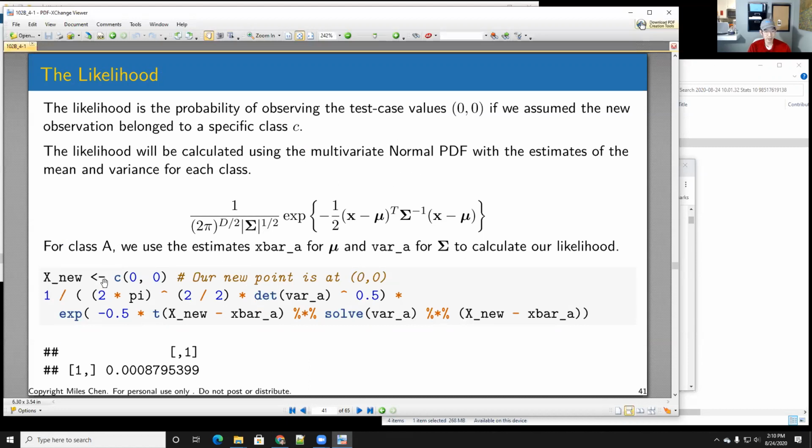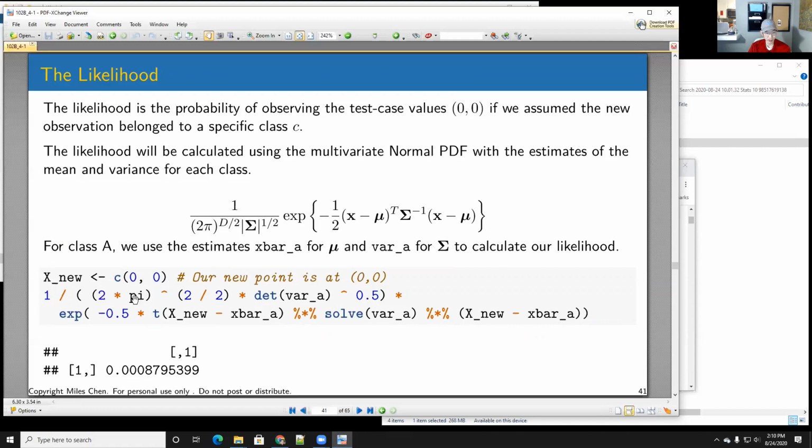So our data values are 0, 0, okay? And so I can calculate this using the normal PDF. For class A, x bar of A is our estimate of the mean, and the variance of A is the sigma matrix. And I can calculate this using the PDF of the normal distribution.